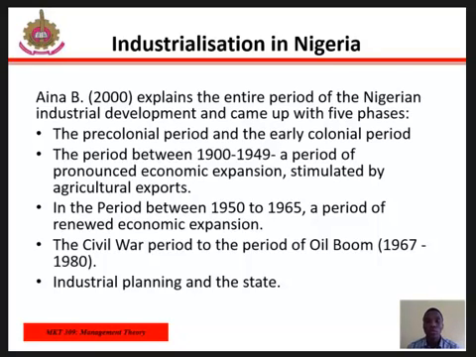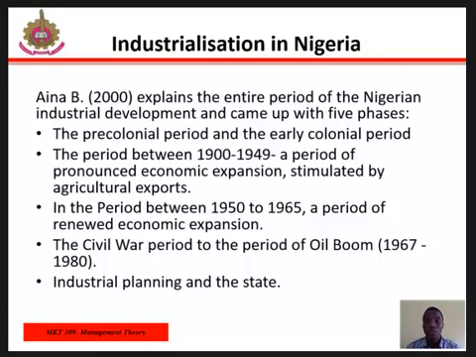Then we have the period between 1900 and 1949, a period of pronounced economic expansion stimulated by agricultural export. Then the third phase of industrialization in Nigeria is the period between 1950 and 1965, a period of renewed economic expansion. Large-scale production industry started with initiation coming from the metropolitan state, that is Britain. Then the next phase is the Civil War period to the period of oil boom, that is between 1967 and 1980.